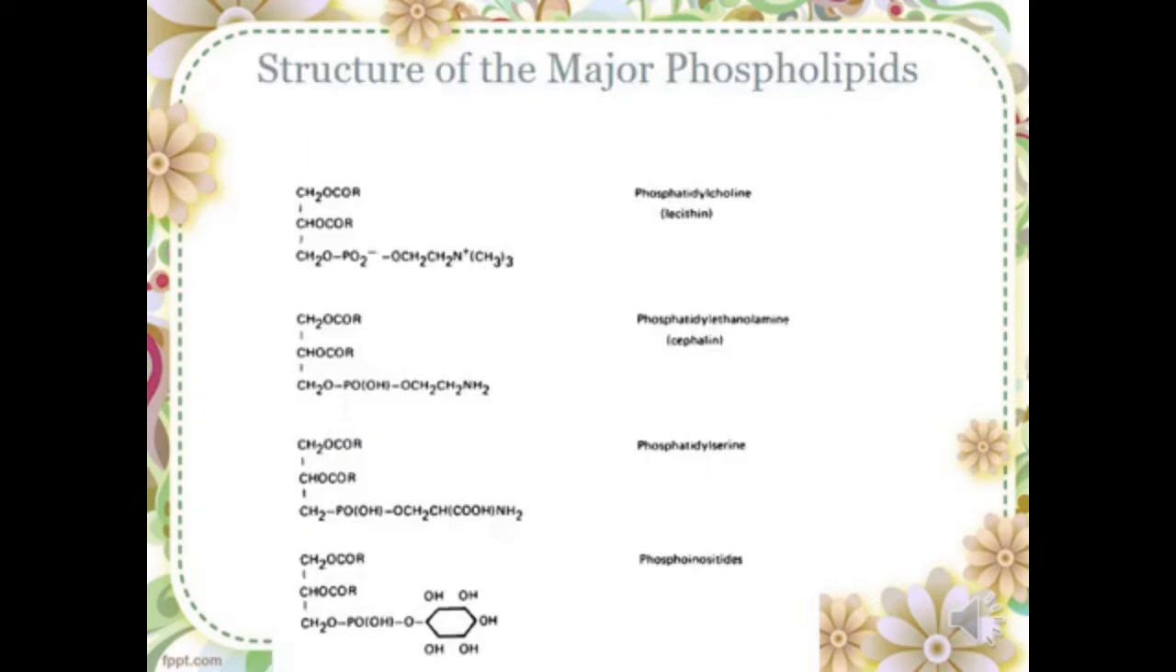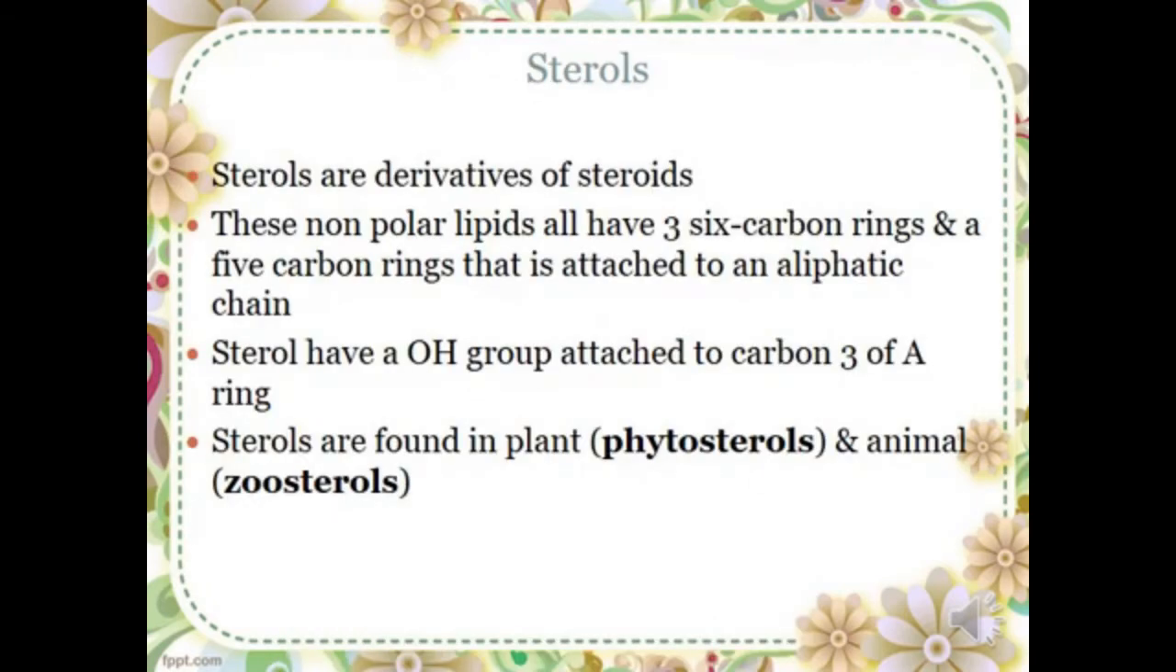Okay, this slide shows the structure of major phospholipid found in plants. So lecithin and cephalin. Lecithin, which is actually the chemical name is phosphatidylcholine, and for cephalin the chemical name is phosphatidylethanolamine. Besides lecithin and cephalin, there are also phosphatidylserine and phosphoinositides content as well.